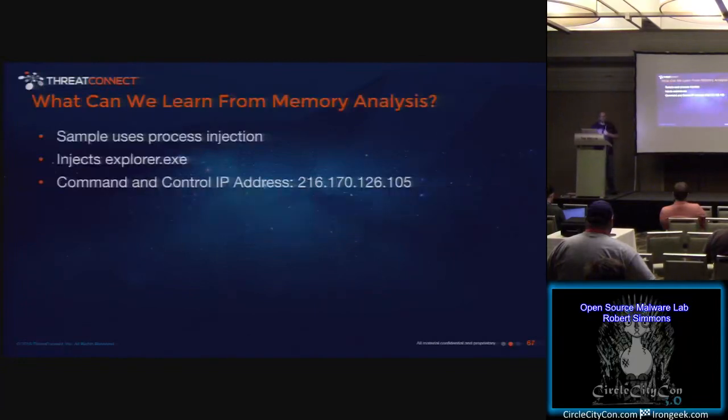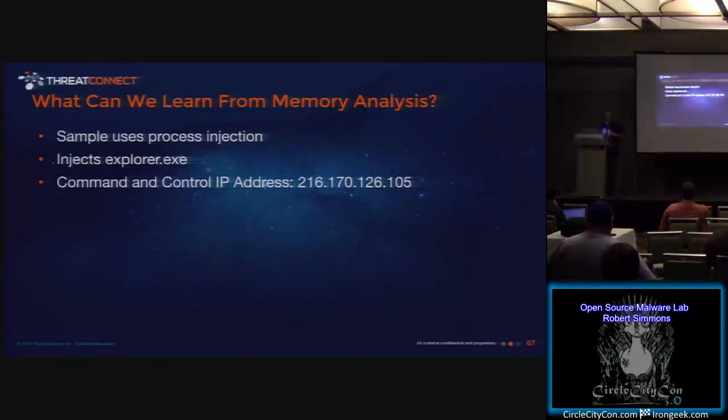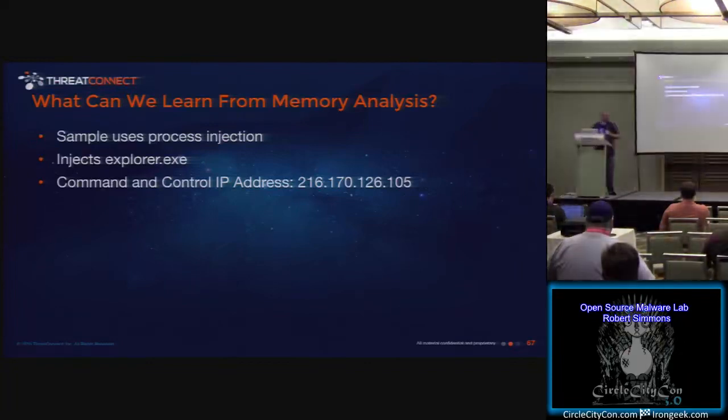So I want to review what I've found so far just using Volatility. In a way, I'm looking at the malware file, but I'm looking at the malware file and what it's done in memory. So this sample uses process injection. It injects Explorer.exe. So this is a tactic, technique, and procedure that you can use to relate this to other samples of the same piece of malware. We also have a command and control IP address. And so you can use this as an IOC to protect yourself. You can put it on firewalls, et cetera, et cetera.